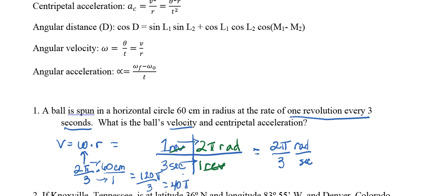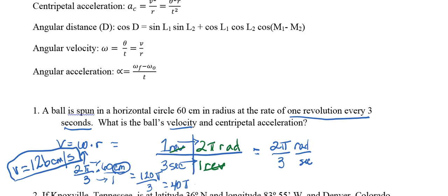And so I get my velocity, put my answer over here, my velocity is approximately 126. Now look at your units. They were distance of centimeters, and my time is in seconds. So it's 126 centimeters per second. So that's my velocity. Now this question has a second part.